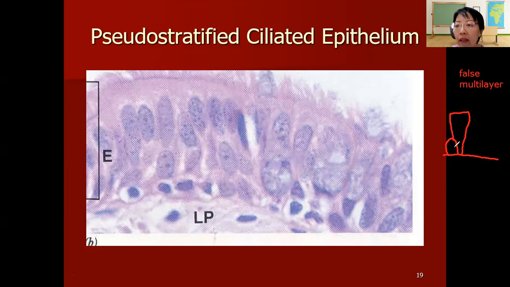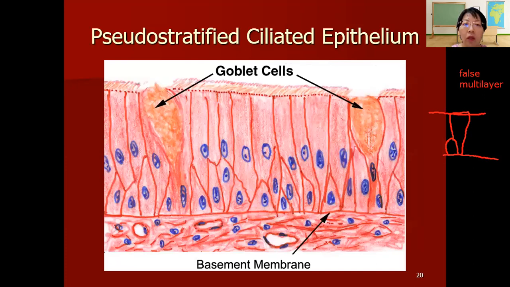But this cell here, I read the book yesterday, it says that this cell might not stretch all the way to the lumen. So it could be short, but because both of them are attached to the same base, same level of the base, we do not consider this as multi-layered. That's the reason. Okay, so this is just a drawing to show you very clearly where is a ciliated cell and where are the goblet cells.